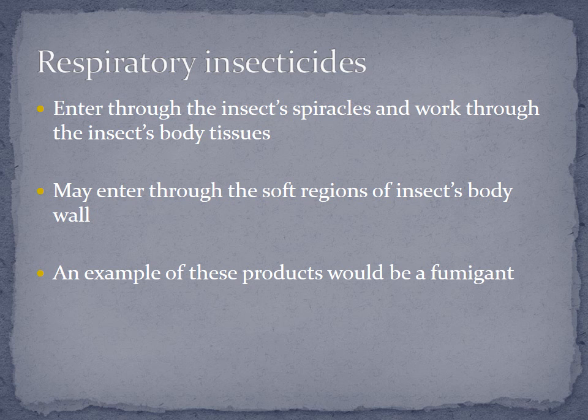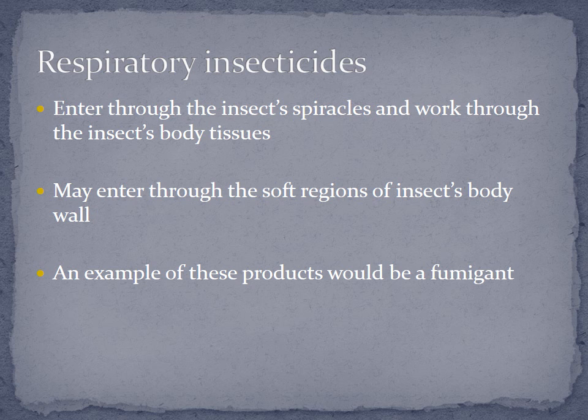Okay, now we've made it up to the respiratory insecticides. These products enter through the insect spiracles and work through the insect's body tissues. And I want you to know right off the bat, when we talk about spiracles, we're actually talking about the insect's lungs. This is basically what they breathe through and how they breathe. So remember, these products go right up into the spiracles and then just work right through the body tissues. These also may enter through the soft regions of an insect's body. So obviously there are some softer areas on the underneath of the insect and the integument and areas like that where these products could potentially enter right up through there.